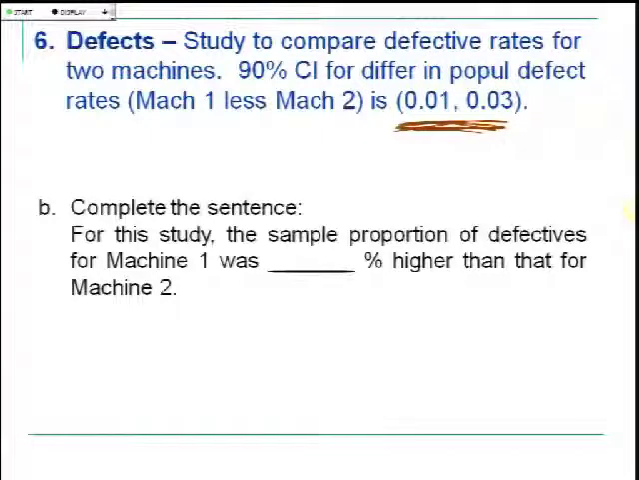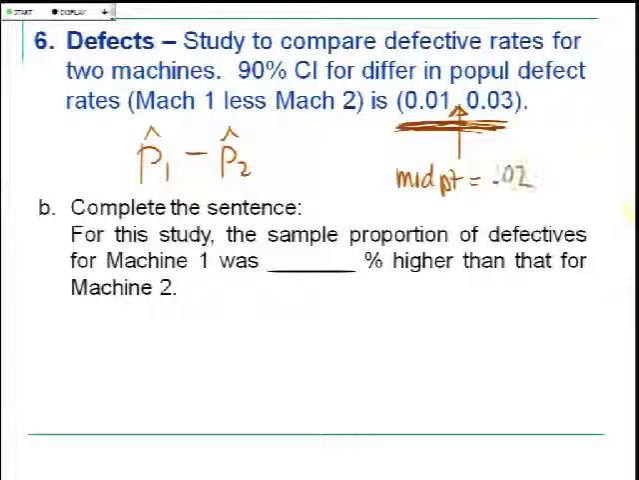But in the actual sample, what was the actual difference in the sample proportions? I'm asking you to figure out, in some sense, what is P1 hat minus P2 hat? What did that turn out to be in our data? What's the midpoint of this interval? The midpoint of every interval is your best guess at what the difference in the population values might be. 0.02 is that difference in sample rates. The first machine had 2% higher defectives as compared to machine number 2. And that's our review.